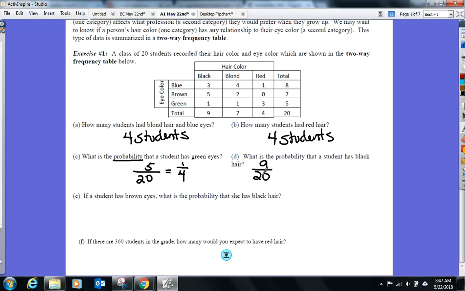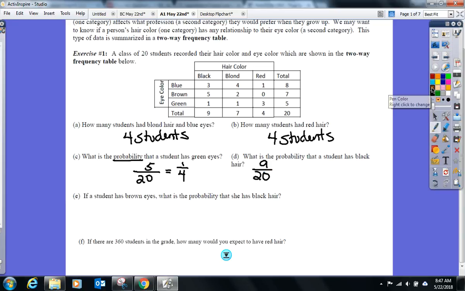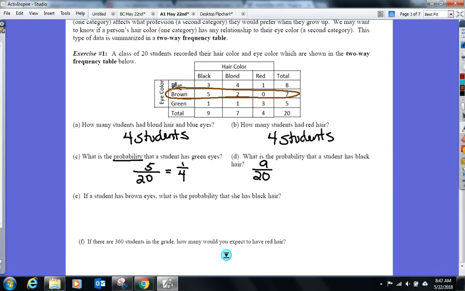All right, now we're going to get more specific. Here's where it may be a little bit of trouble. You guys have been on easy street, so we're on parts A, B, C, and D right now. Here's where you may have a little trouble. If the student has brown eyes, so it's given they have brown eyes, we need to focus on right here only. Brown eyes only.